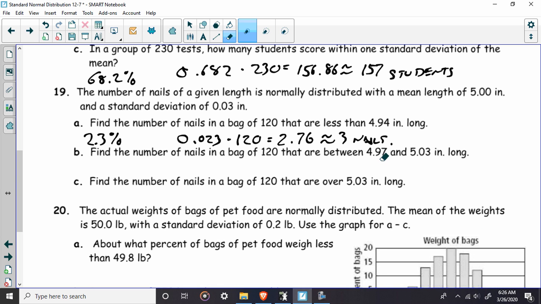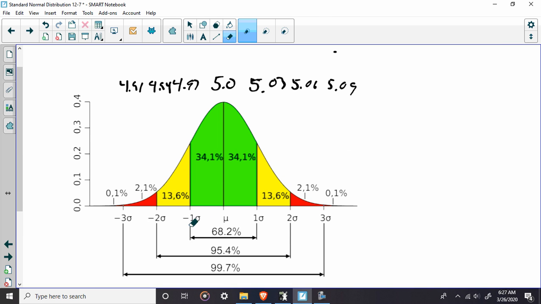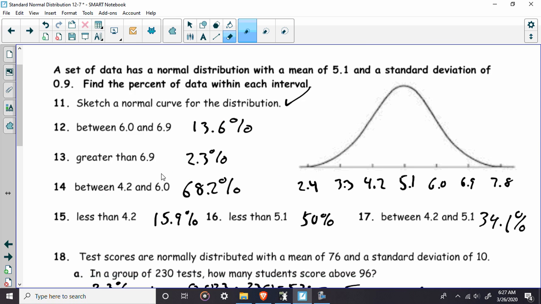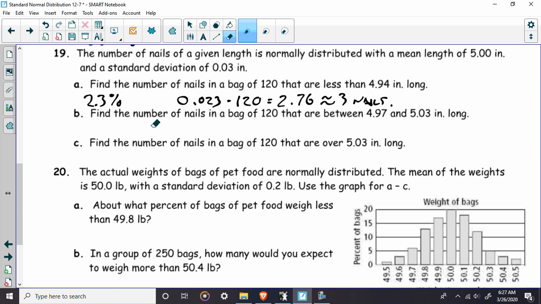Well, that's one standard deviation above and one standard deviation below. So luckily for us, that's kind of given to us. That's 68.2%. So 68.2% of, where's my pen? Come on, pen. There it is.